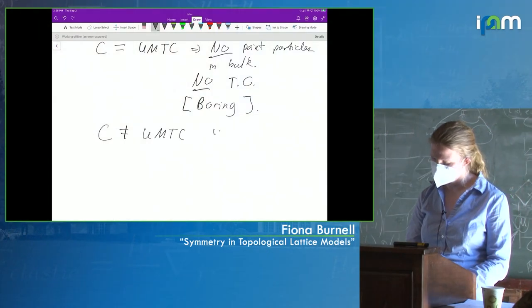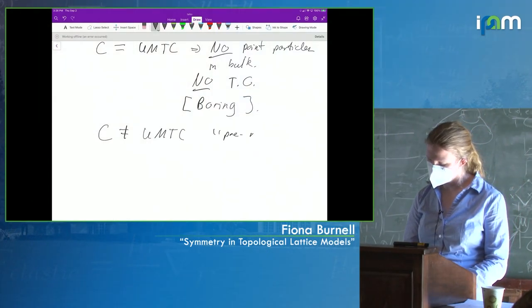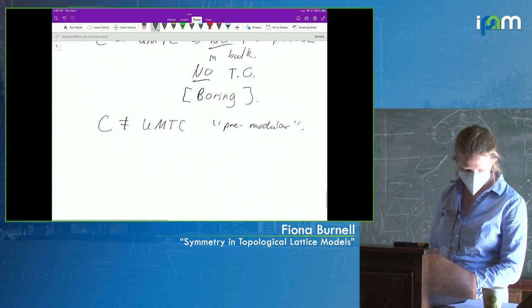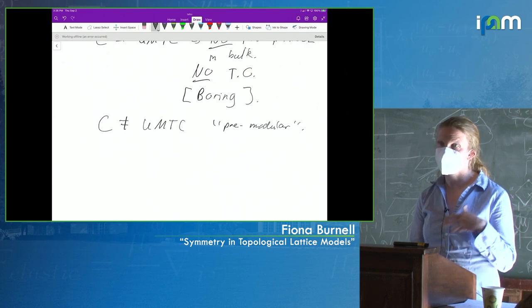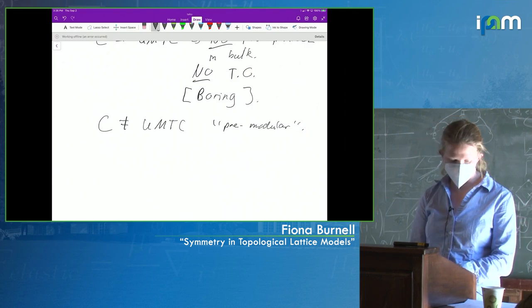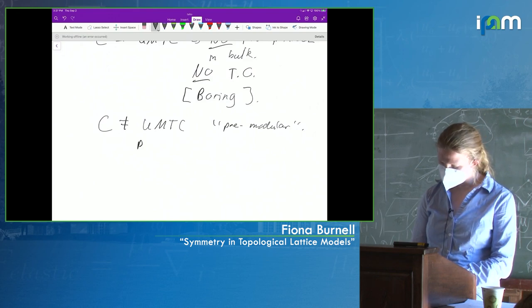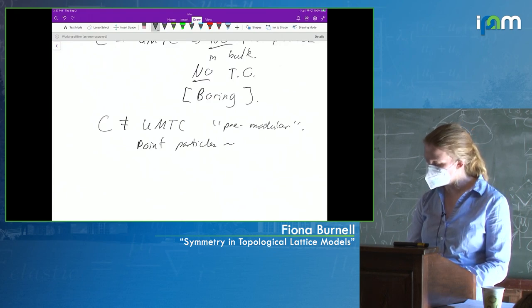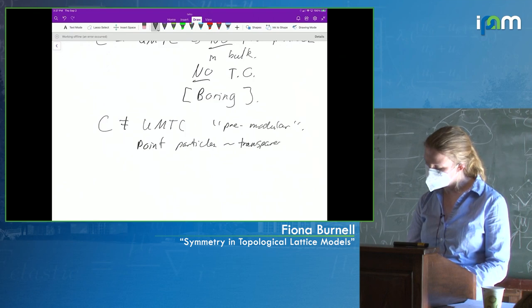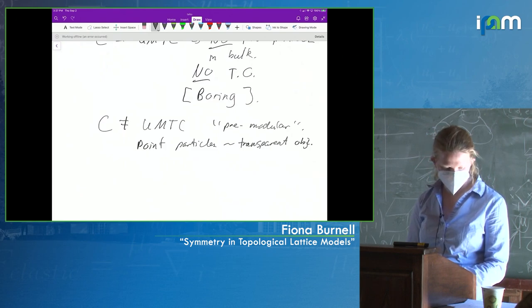So it's like a pre-modular category; that is the word Shanghan and Kevin used in their paper. Basically you have some particles that are transparent. They braid trivially with everybody. And so there's a point particle for every transparent object in the category.